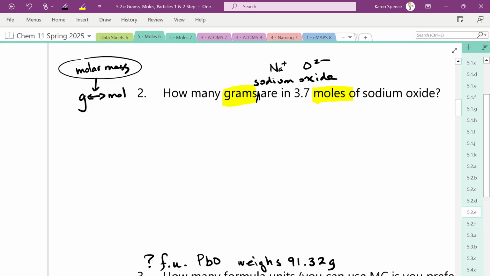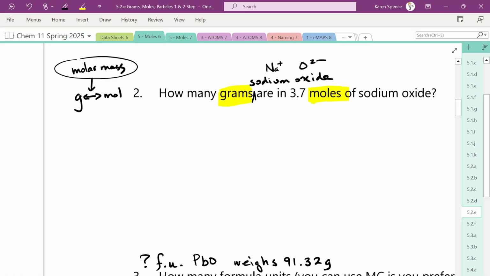Are we able to convert between formula units? We could say those are molecules. Can we convert directly between molecules and grams? Is that a possibility? Do we know a conversion factor between molecules and grams?